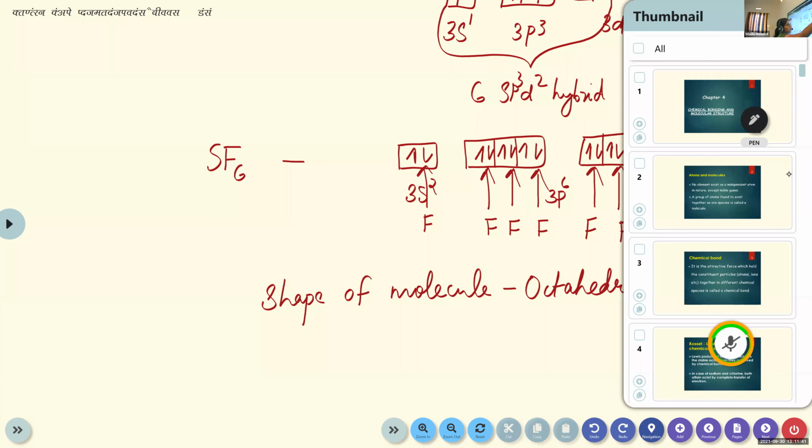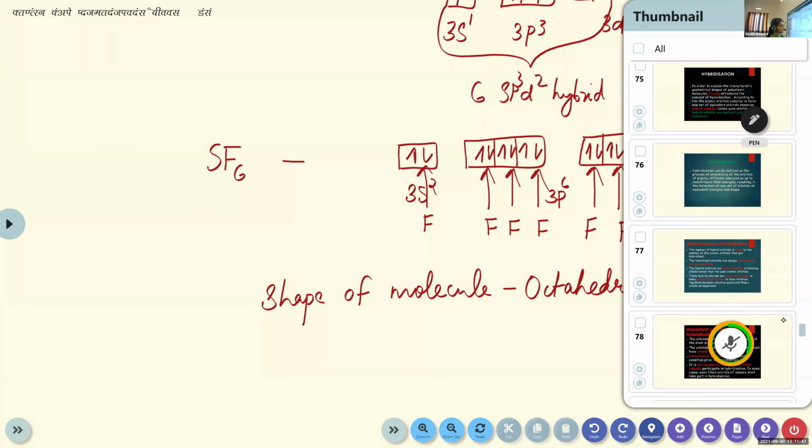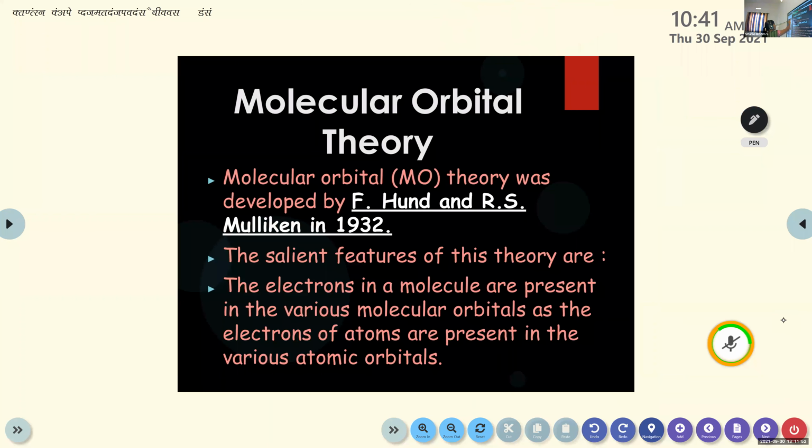Yes. So the next theory is molecular orbital theory. We have completed hybridization and the different types of hybridization. The next theory is molecular orbital theory. This is considered the last part of chemical bonding and molecular structure. It is also known as MO theory. It was developed by F. Hund and R.S. Mulliken in 1932.